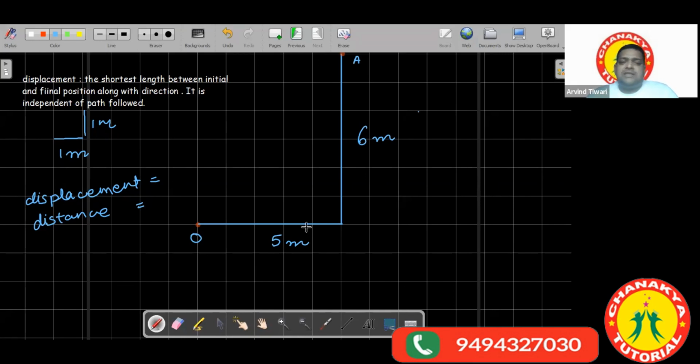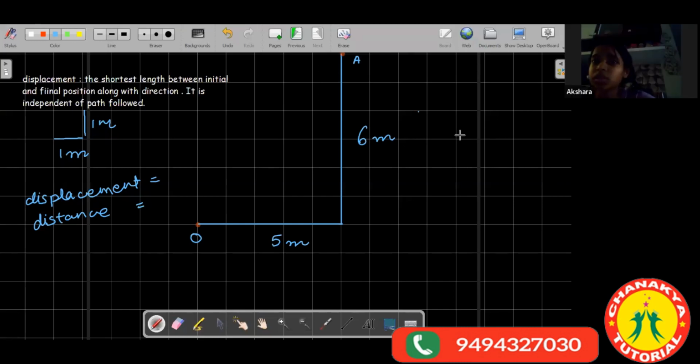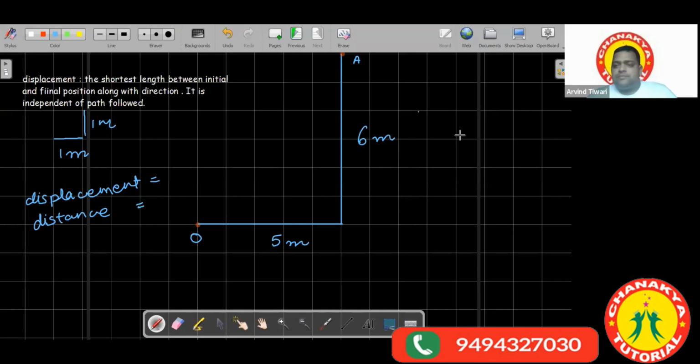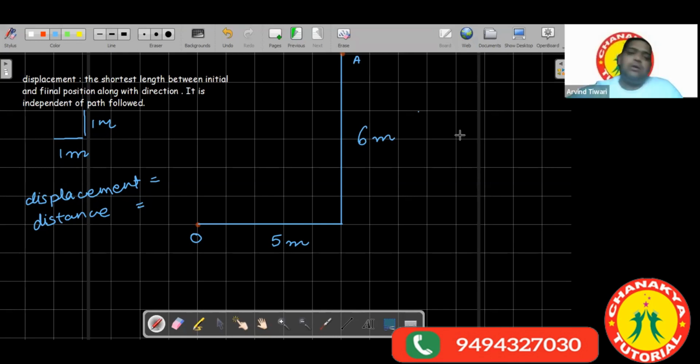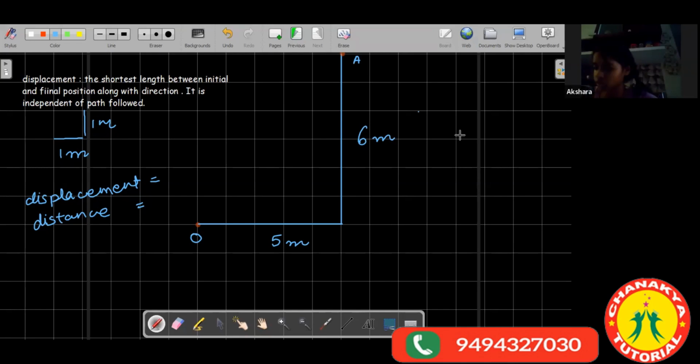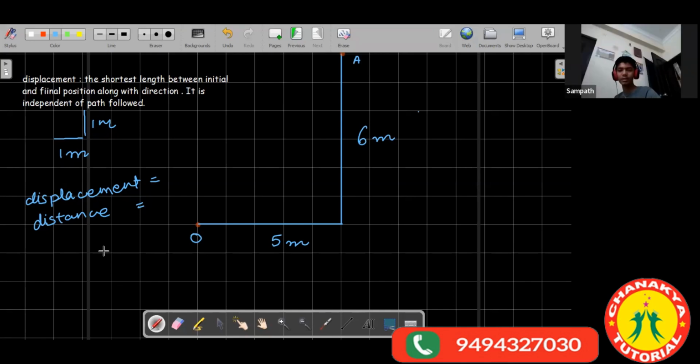Okay, so who has got the distance and displacement both? Akshara, have you got the distance and displacement? Sir, can you hear me now? Yeah, you are audible. Sir, I'm doing it. Okay, just do it and then tell. Sir, distance is 11 meters and displacement is 7.8 meters.